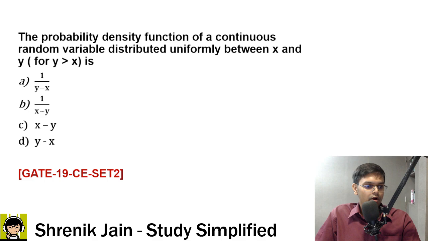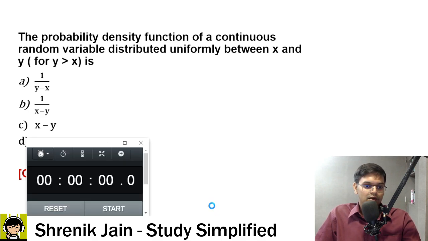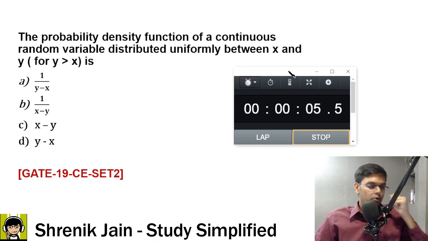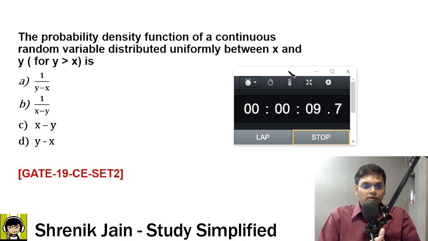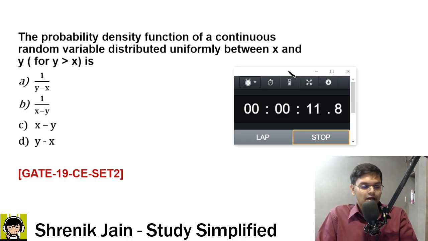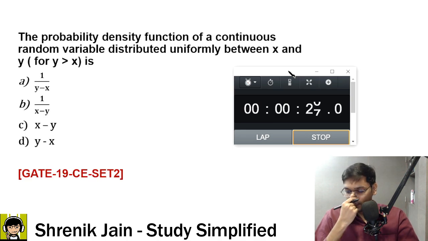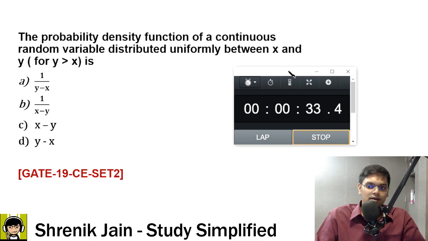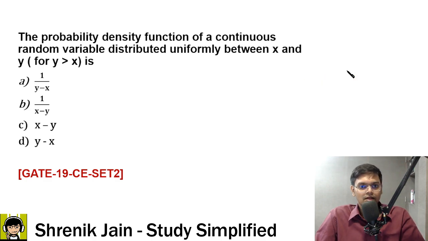So the concept was simple, but you know, right, they will ask you in a very twisted fashion. So guys, tell me the probability density function of a continuous random variable distributed uniformly between x and y for y greater than x is what? Okay, no problem. But tell me guys, what is the answer for this question? I will just give you 1 minute. Swain is saying A, Teja is saying A.